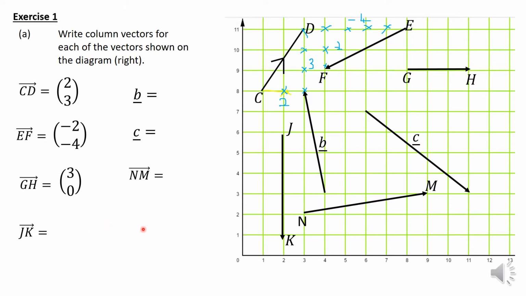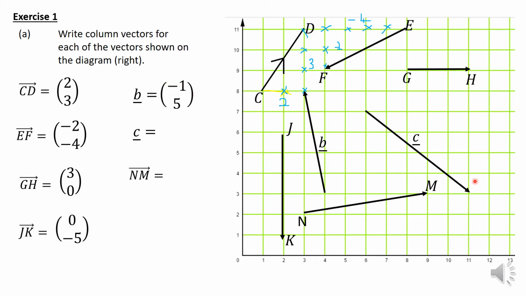And J, K, here you can see you haven't moved to the left or to the right, so the top value should be 0, and only the Y value, that is negative 5, because you're going in a downwards direction. Vectors can also be represented like this. So B, talk about this particular vector here. So 1 to the left, that's negative 1, and obviously 5 upwards. So its vector is (-1, 5).